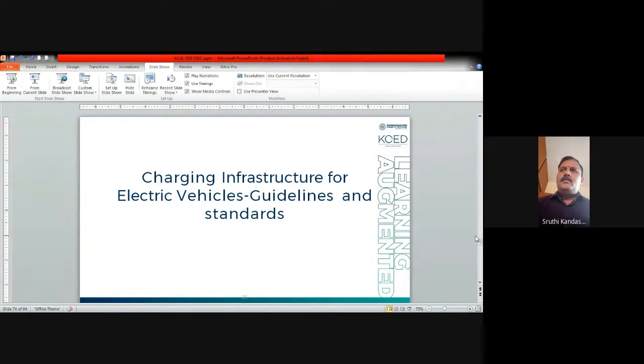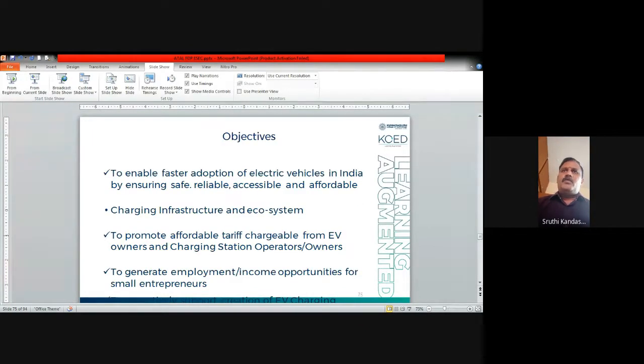The charging infrastructure for electric vehicle guidelines and standards. To enable faster adoption of electric vehicles in India by ensuring safe, reliable, accessible and affordable charging infrastructure and ecosystem, to promote affordable tariffs for EV owners and the charging station owners and operators, and to generate employment and income opportunities for small entrepreneurs.